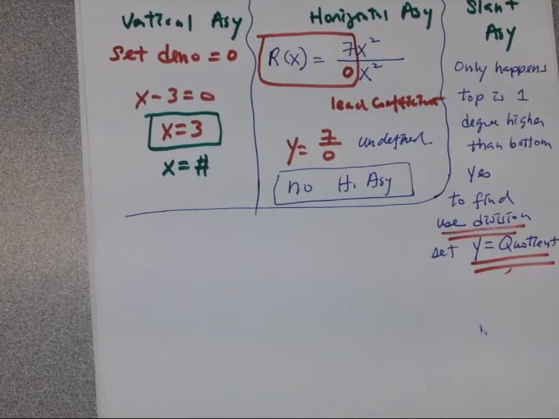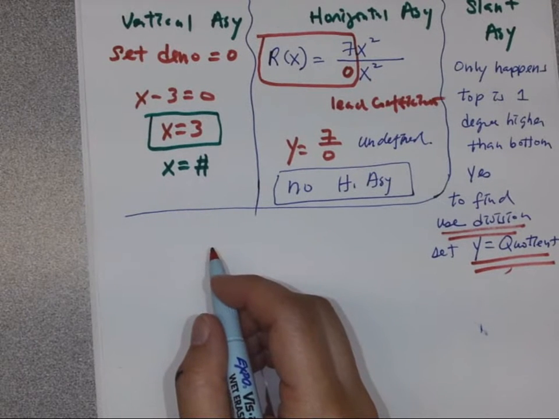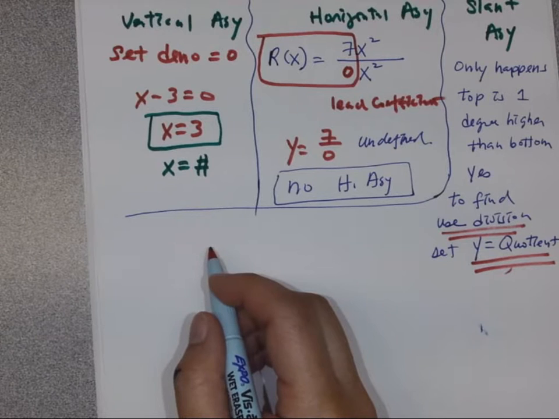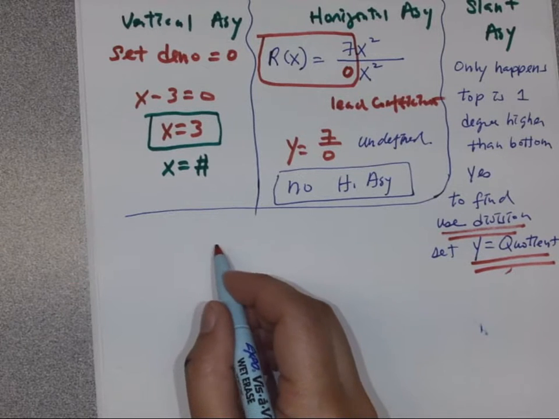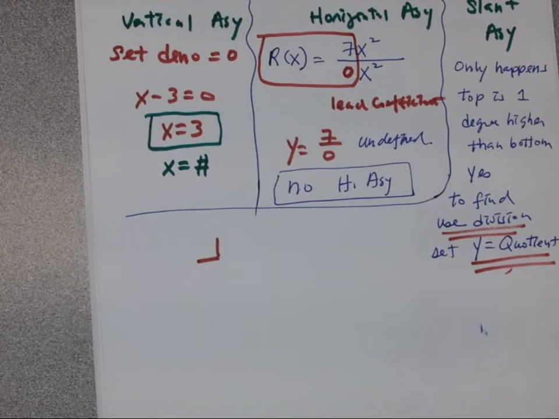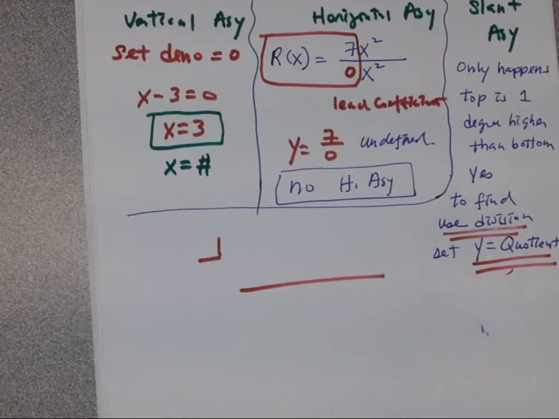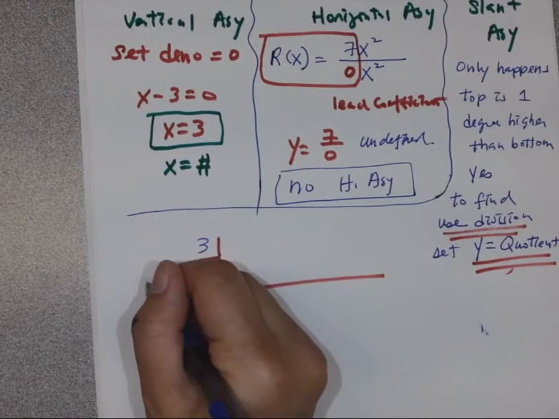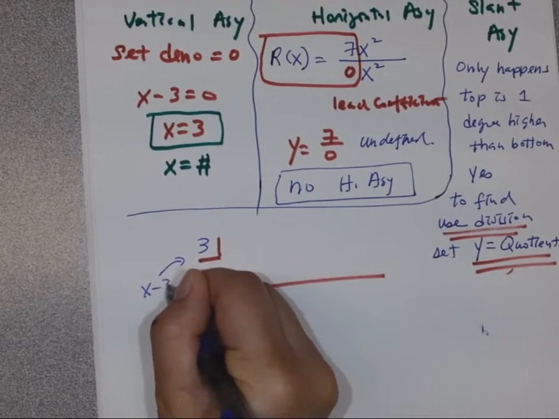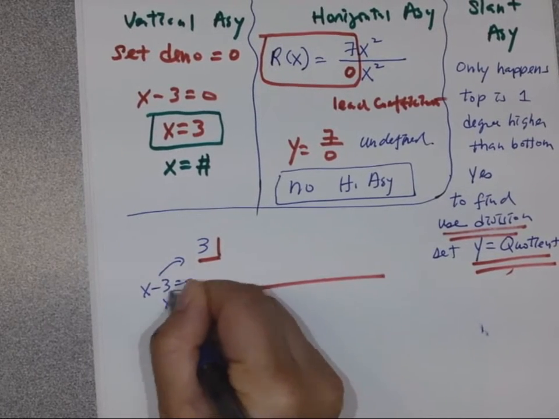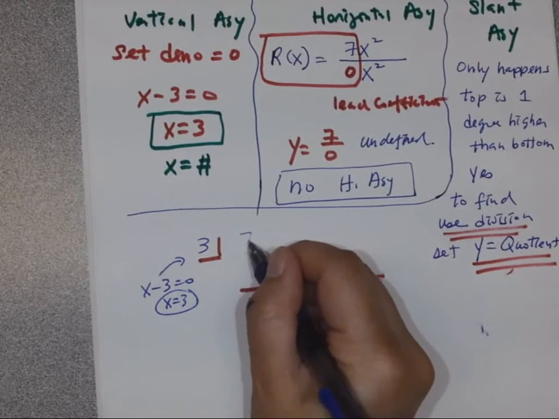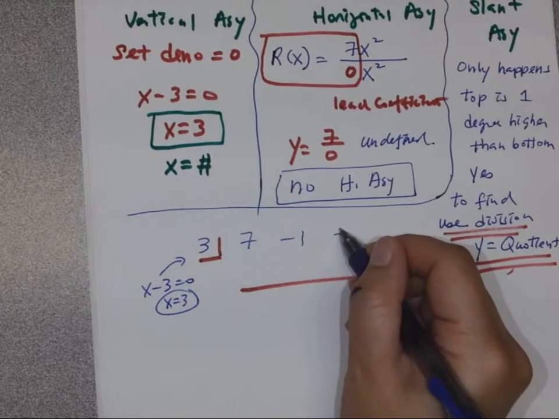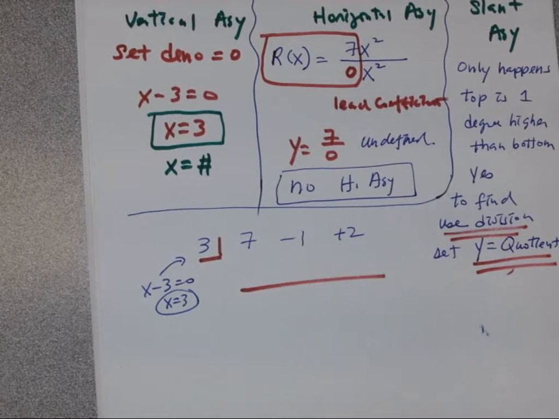We ignore the remainder. So for this one, can I do synthetic division? Yes. So what do I put on the side? Yeah, you're right. So 3, because it's from the divisor, right? Which is x minus 3 equal to 0, x equal to 3, right? And inside we have 7, negative 1, and 2. Go ahead and finish that part for me, please.